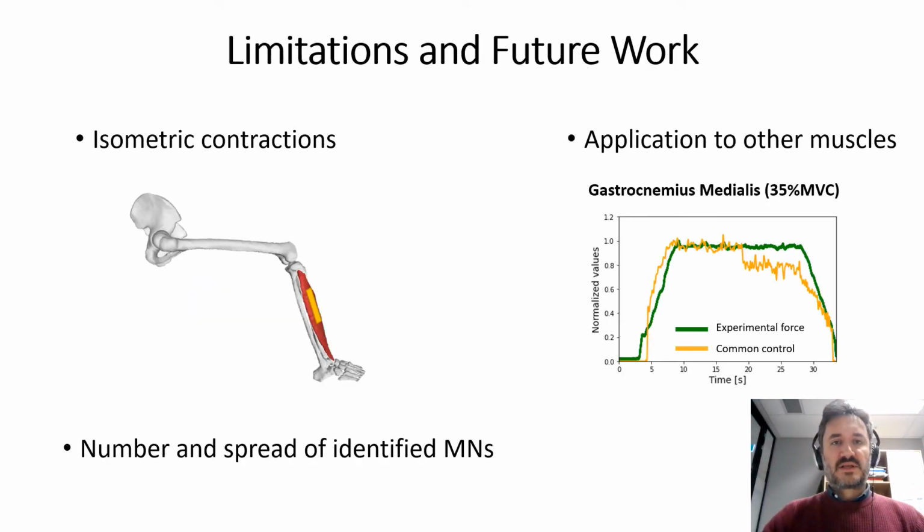Our model can currently simulate only isometric muscle contractions due to the technical challenges in high-density surface EMG decomposition. The accuracy of the predicted common control, as you have also seen in the results, also depends on the number and spread of the identified motoneurons obtained from the decomposition itself. In terms of future development, we are currently working towards the application of this modeling approach to muscles other than the tibialis anterior, also when key information like the distribution of motor unit recruitment force thresholds and motor unit tetanic forces have never been measured.